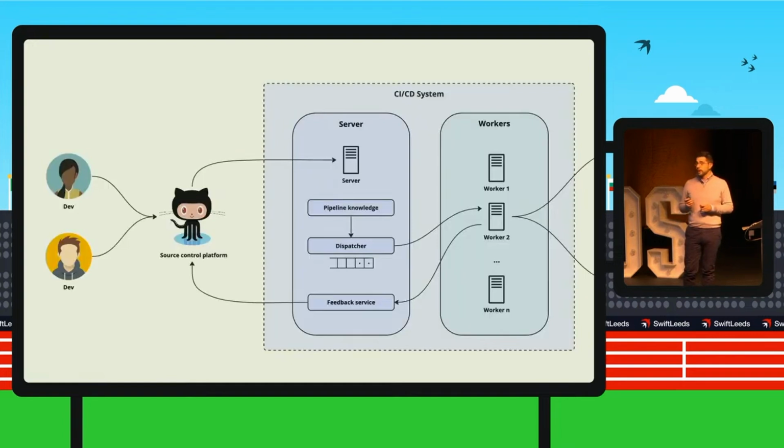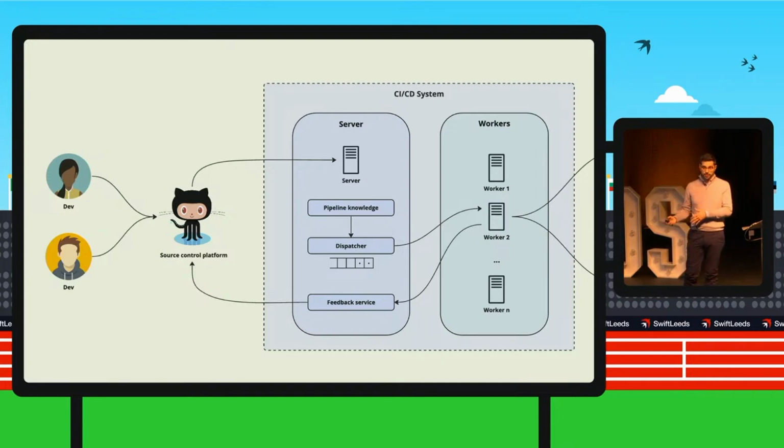So if we try to visualize it, we can imagine our developers, our engineers committing code to the source control system, like GitHub. And eventually, a pull request will be raised. And the server part of the system will catch that and say, OK, I'm going to execute some tasks. So the server has the knowledge of the pipelines. And the pipelines are a list of steps to execute. So there will be a scheduler component there in the server that is going to say, OK, I'm going to dispatch the tasks to the different workers.